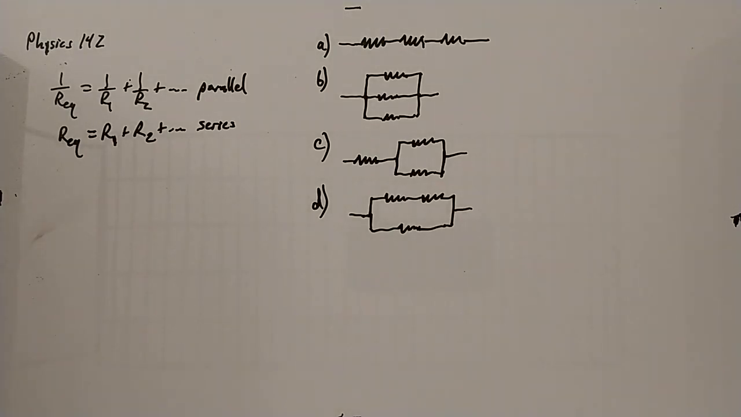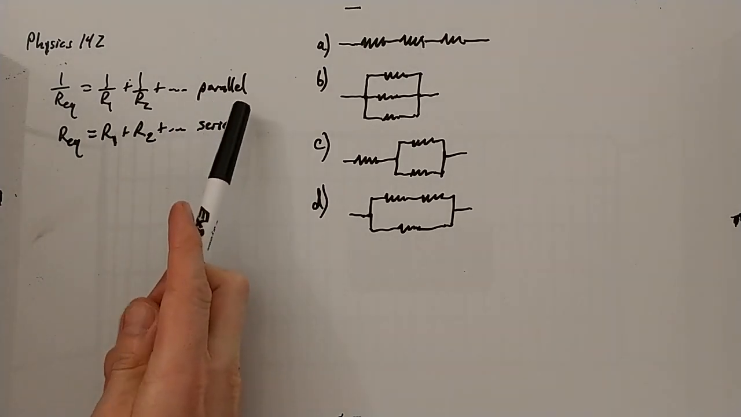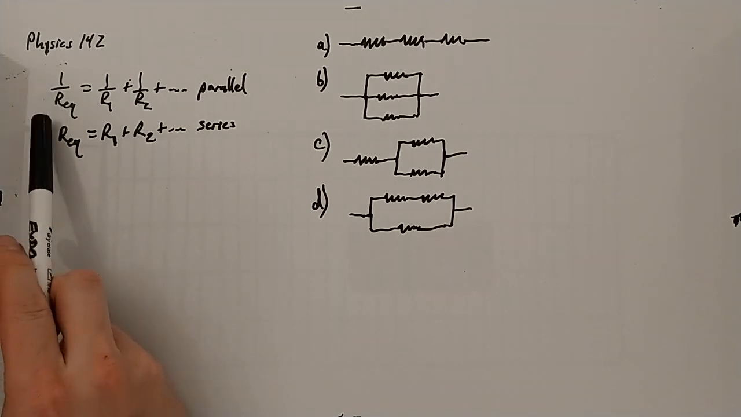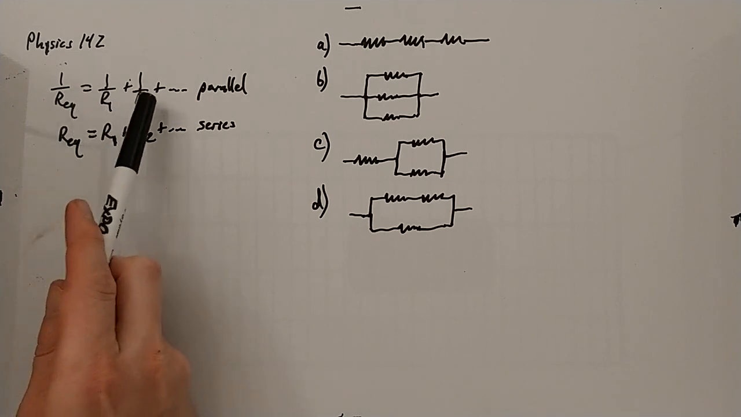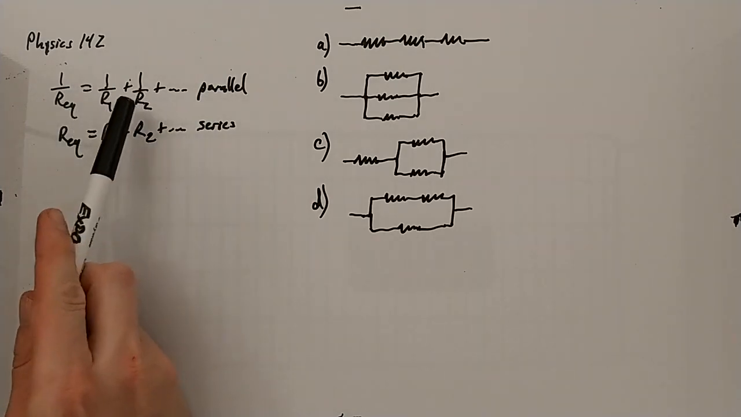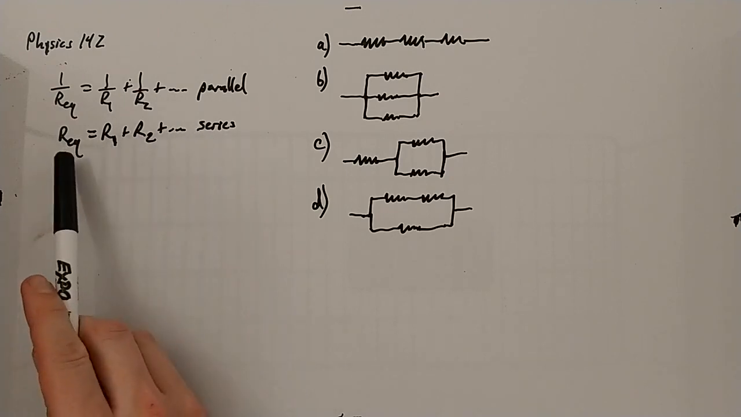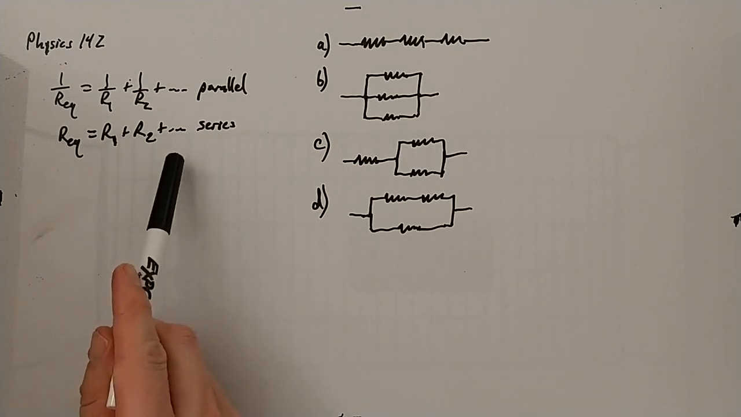So we're in the middle of talking about combining resistors that are in parallel and in series. In the last video, we realized that when we have resistors that are in parallel, the formula that we use is this reciprocal formula, that 1 over the equivalent resistance is 1 over R1 plus 1 over R2 plus any other terms for additional resistors, whereas if we have resistors in series, we just add up all of the resistances, R1 plus R2, etc., etc.